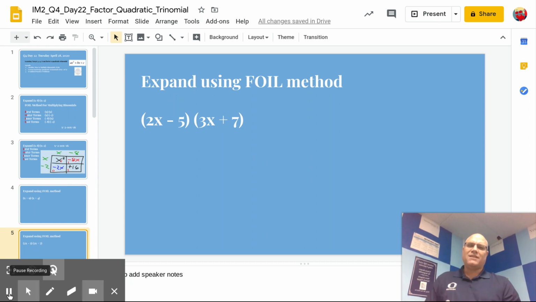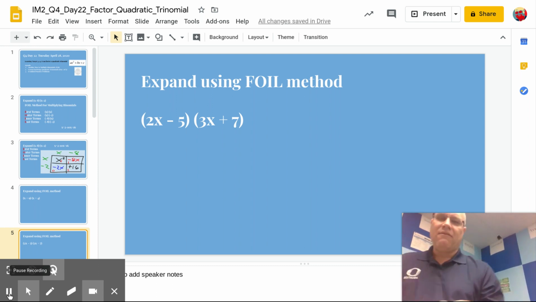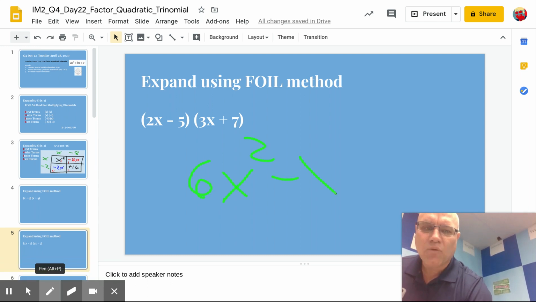First terms, 2x times 3x, that's 6x squared. All right, outer terms, 2x times 7, that's 14x. Inner is negative 5 times 3x is negative 15x. All right, 14x plus negative 15x is negative 1x. And then the last term is going to be negative 5 times 7 is negative 35. So in this one, we get 6x squared minus 1x minus 35.